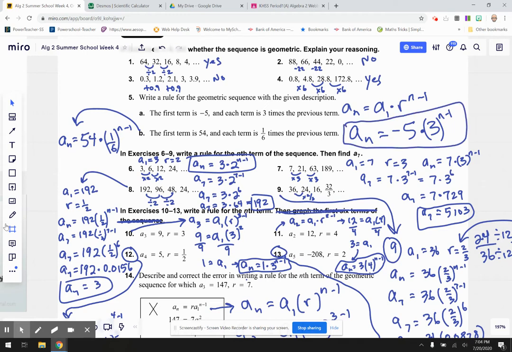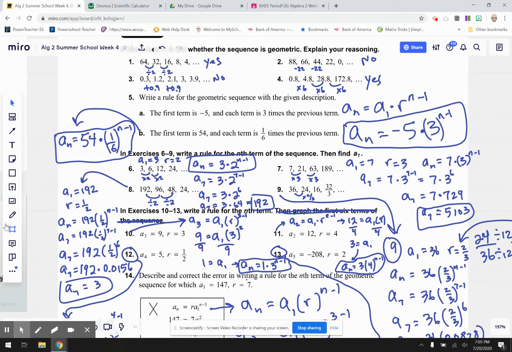If I wanted to find out what the fourth term was, I would put a 4 in for the n's, and I'd get the fourth term. Letter B, the first term is 54, and then the common ratio is 1/6. So it means it's actually dividing by 6 to get to the next number. So we would use 54 times 1/6 to the n minus 1 power. It's the same exact formula. A1 is your 54, r is 1/6, and then n minus 1 power.